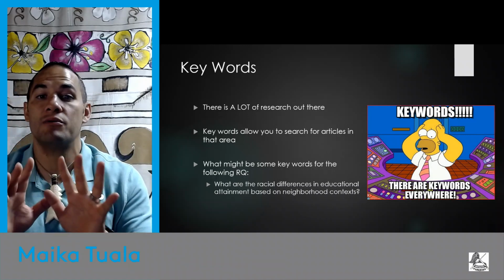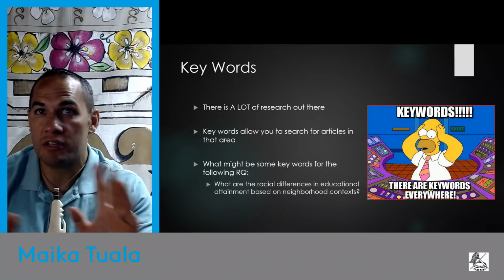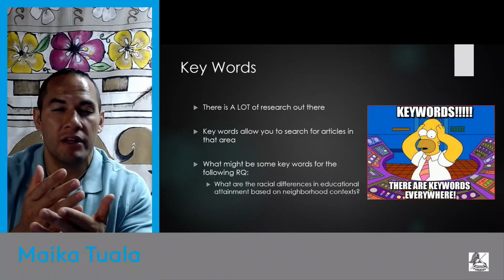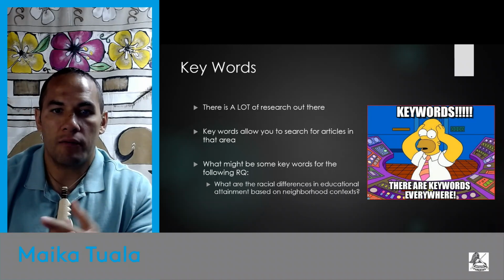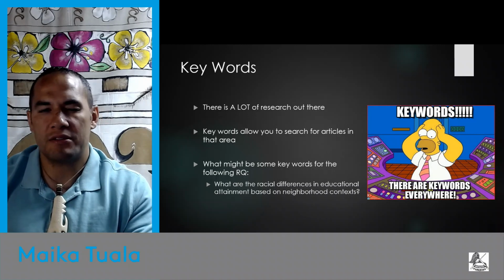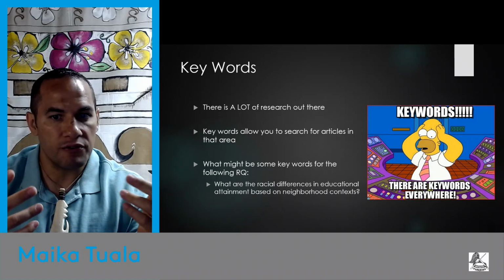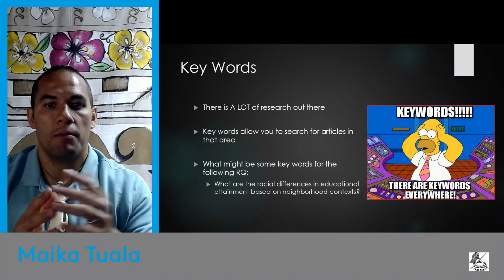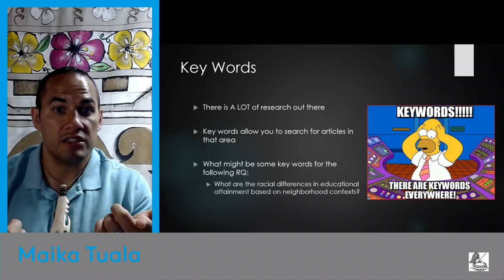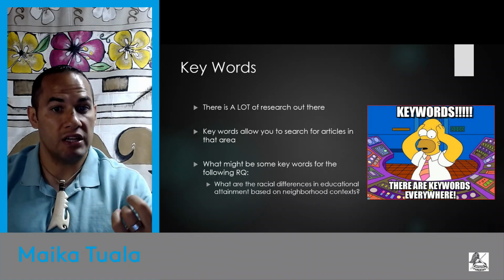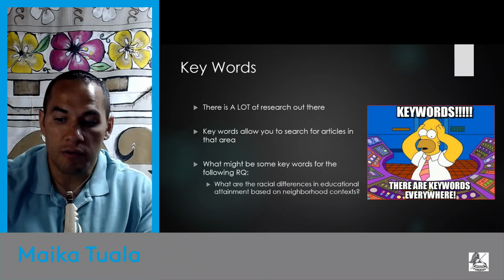When it comes to keywords for your research questions, you want to think of all the different keywords that you could use that could help get to the topic that you're interested in. So these will help you find the right ones. What might be some keywords for the following research question? What are the racial differences in educational attainment based on neighborhood context? So you'll put education attainment, neighborhood education, race in education. You'll put those kind of keywords in there, right?